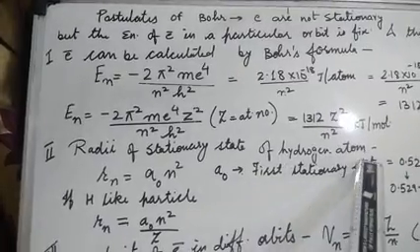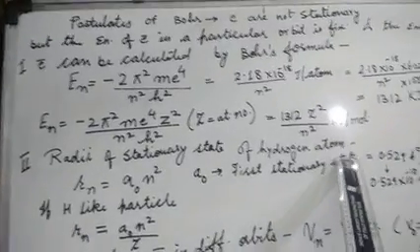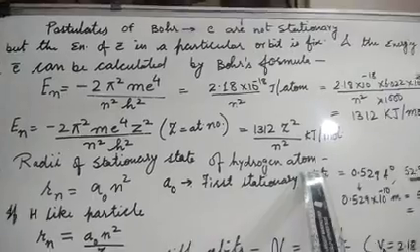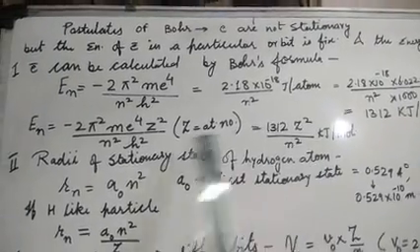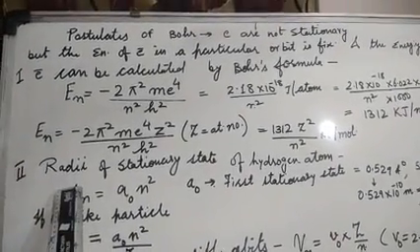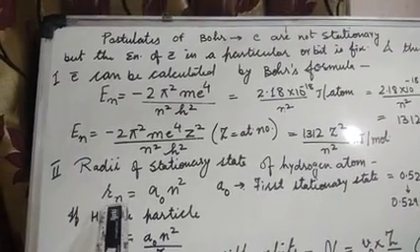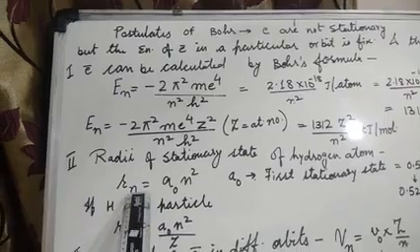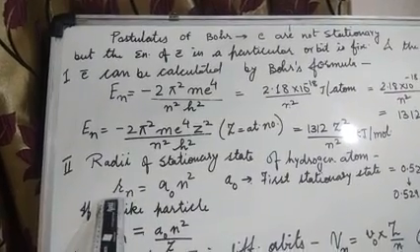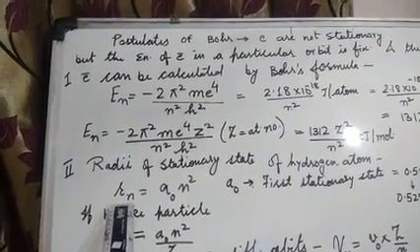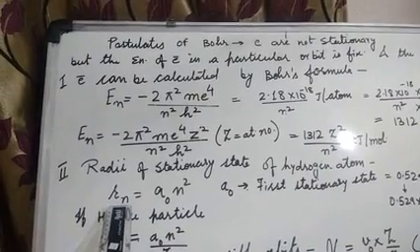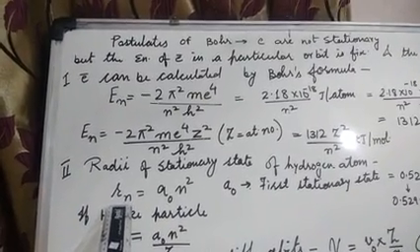Next postulate of Niels Bohr: he gave a formula for calculating the radii of stationary states of the hydrogen atom. Everything he had given in terms of the hydrogen atom. So, how to calculate the radii of a stationary state? Here the formula is Rn. Again, this is the radius of the nth shell, any shell. n can be 1, 2, 3 and so on.